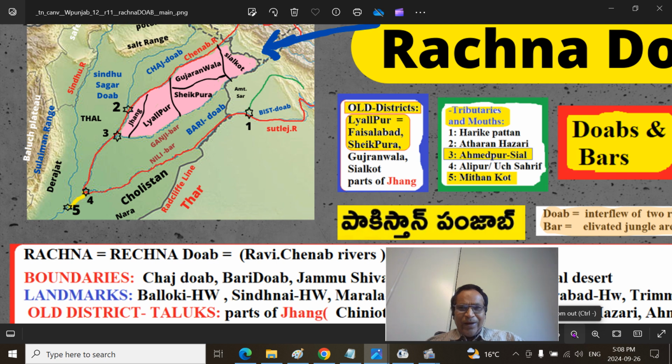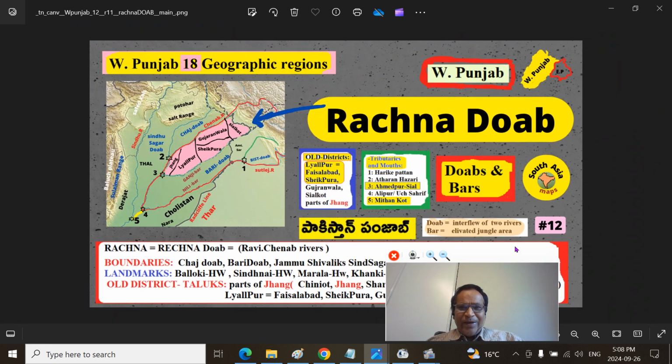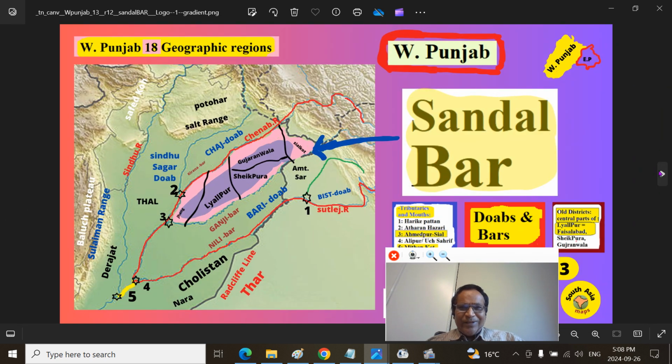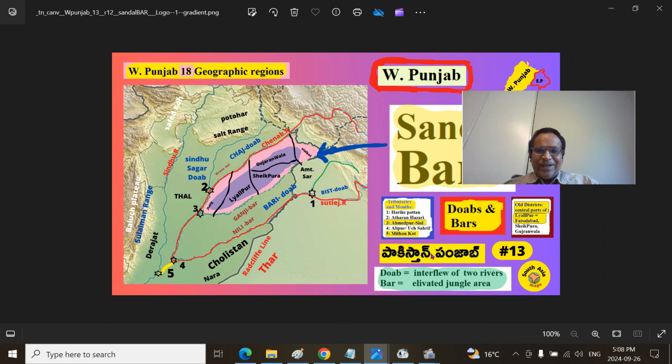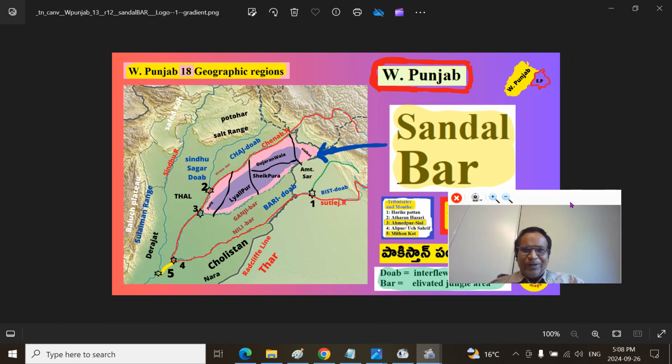And within the Rechna Doab, we have a sub-region called Sandal Bar, essentially most of the Doab, but we'll be looking at it from a different perspective, Sandal Bar, in the next presentation.